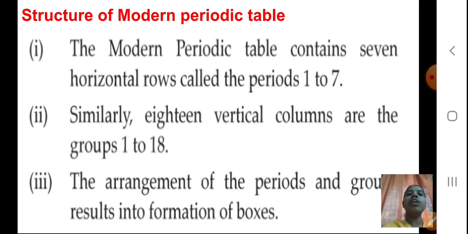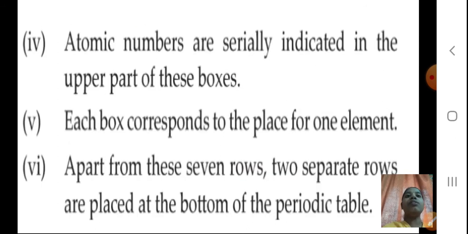Yes students, so now we are learning the modern periodic table. The atomic numbers are serially indicated in the upper part of these boxes. First the scientists considered the atomic masses, but in the modern periodic table we are considering the atomic numbers, and they are written in the upper part of the boxes. Each box corresponds to a place for one element. One element can be placed in one box.